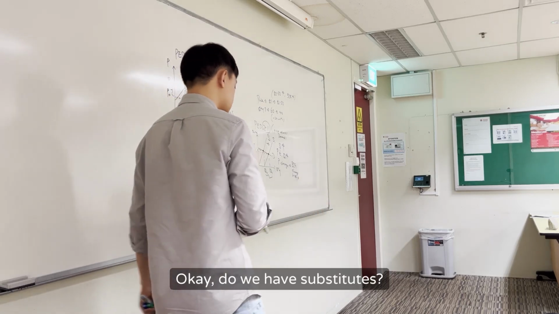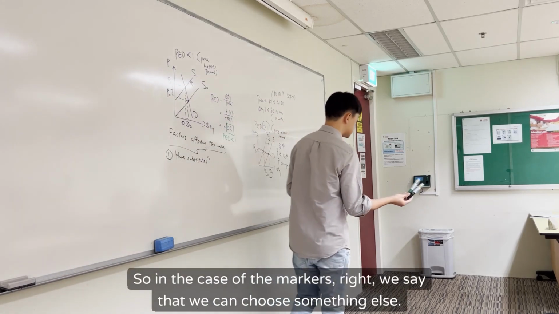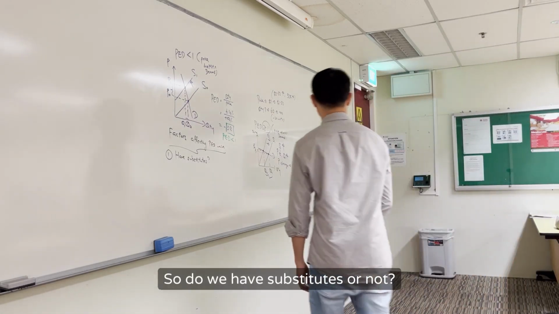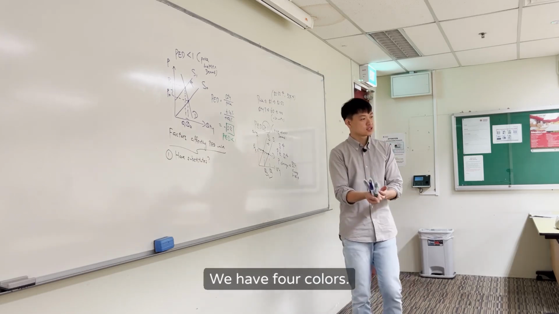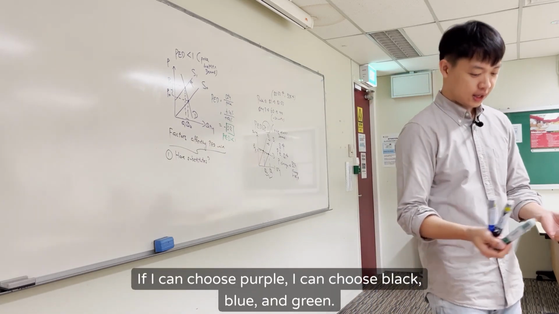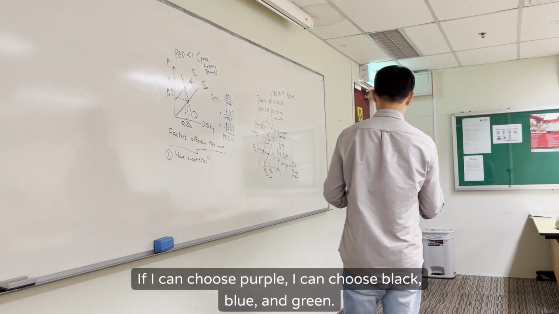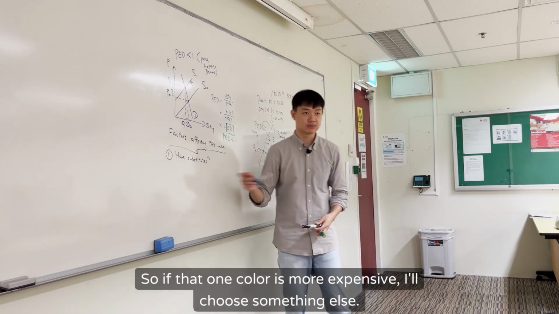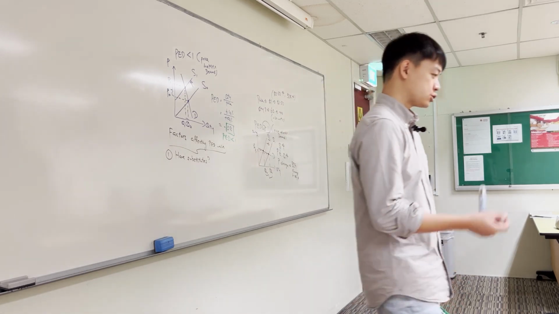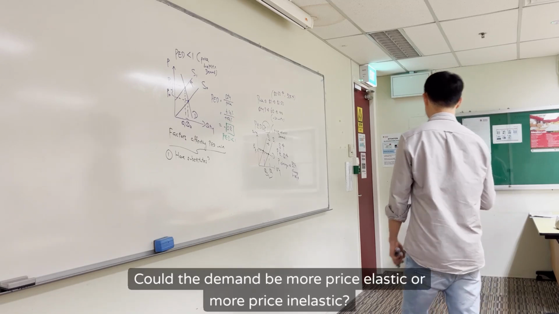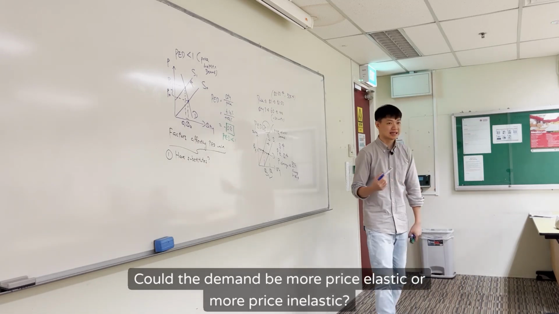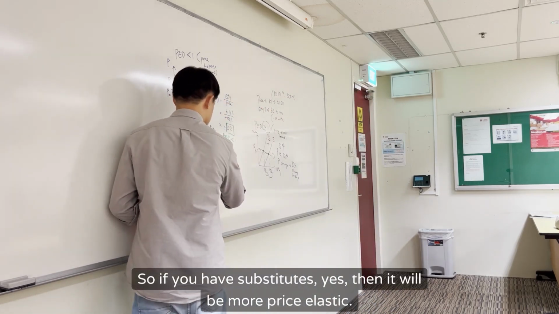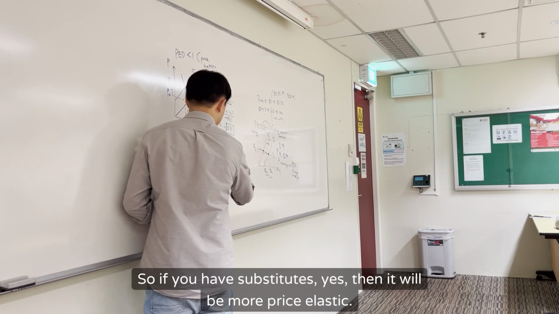Okay, do we have substitutes? In the case of the markers, we say that we can choose something else. So if we have substitutes, we choose something else. We have 4 colors. If I can choose purple, I can choose black, blue, and green. I don't need to just stick with one color. If that one color is more expensive, I'll choose something else, and we all choose something else. So if there are substitutes, could the demand be more price elastic or more price inelastic? Elastic, right? If you have substitutes, then it will be more price elastic.